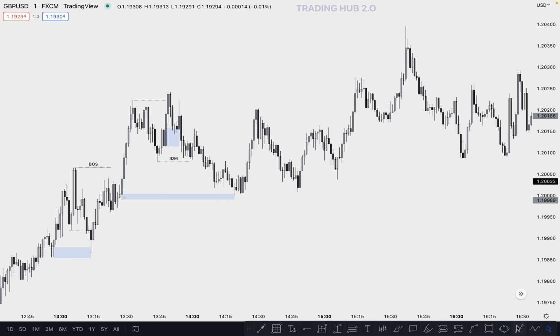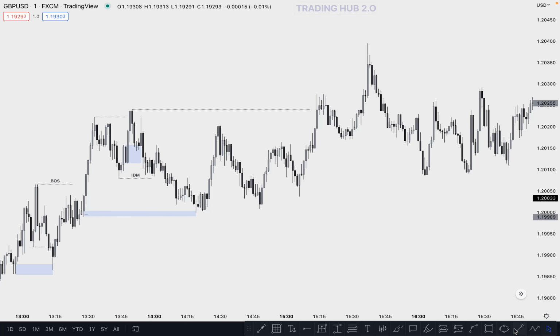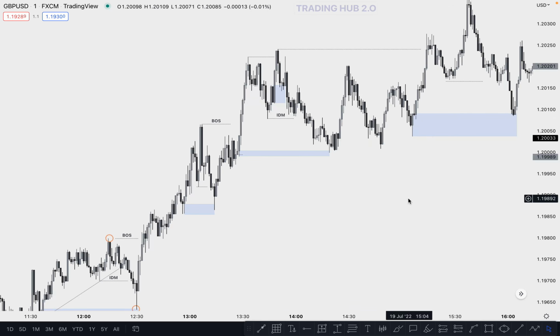So again, what happened? The market again broke the structure here, and after breaking this structure, this is our inducement. And after this inducement, our demand zone is here. Again, the market tapped here and pushed higher. Same thing applies in every condition.